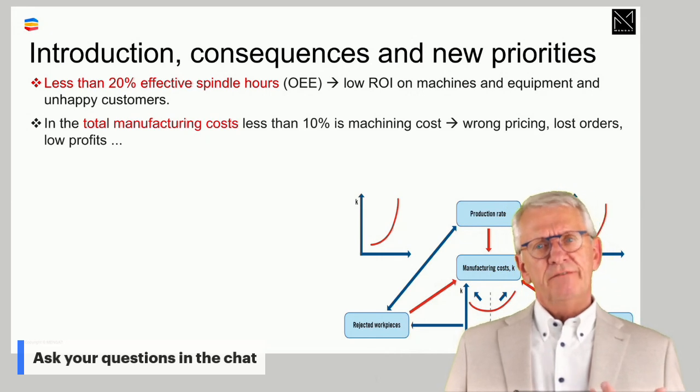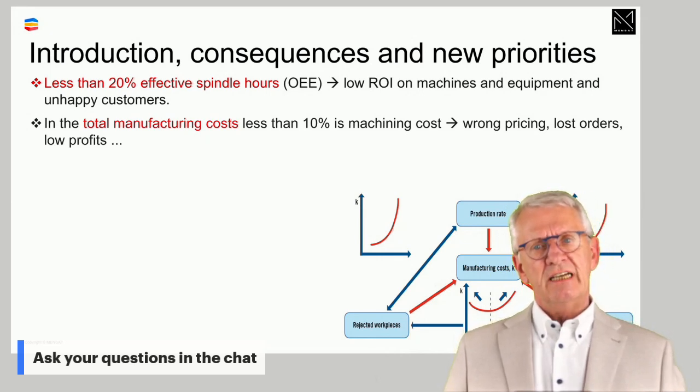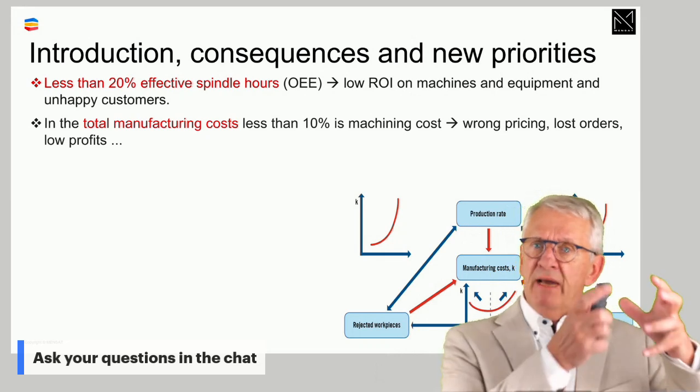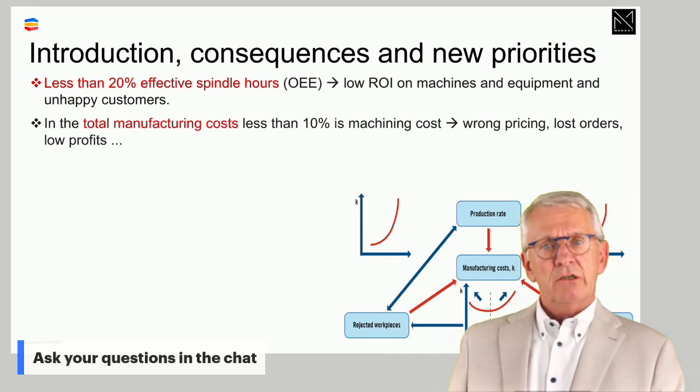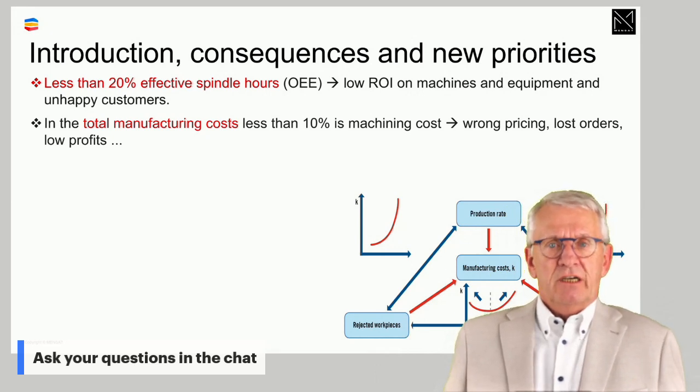In the total manufacturing cost, in the total production cost in small batch production, the actual machining process, which is the major cost factor in mass production, here becomes a minor cost, less than 10% if you start measuring it.